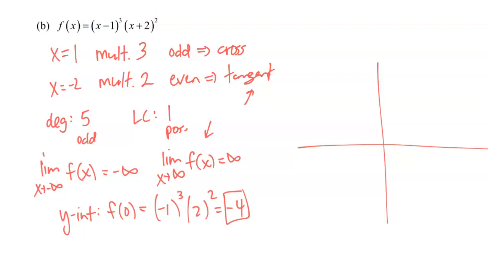So if I get ready to draw my graph here, I know that I'm going to have a 0 at +1 and a 0 at -2. The end behavior is going to be down on the left and up on the right, and I'm going to have a y-intercept at -4. Okay, so I'm ready to start over here on the left with my end behavior that goes down.